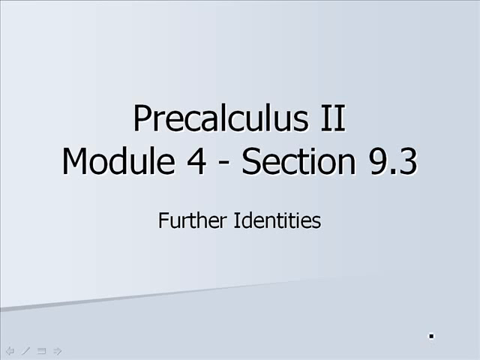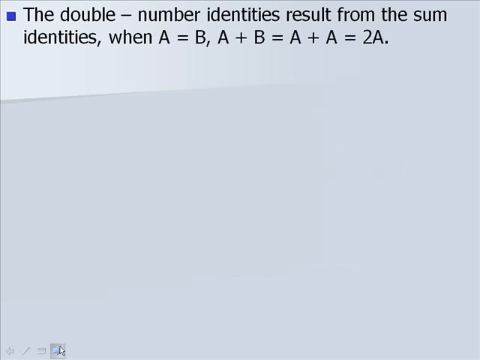Module 4, Section 9.3, Further Identities. The double number identities result from the sum identities. When we let a equal b, then we add a plus b, we're really adding a plus a, and we get 2a.